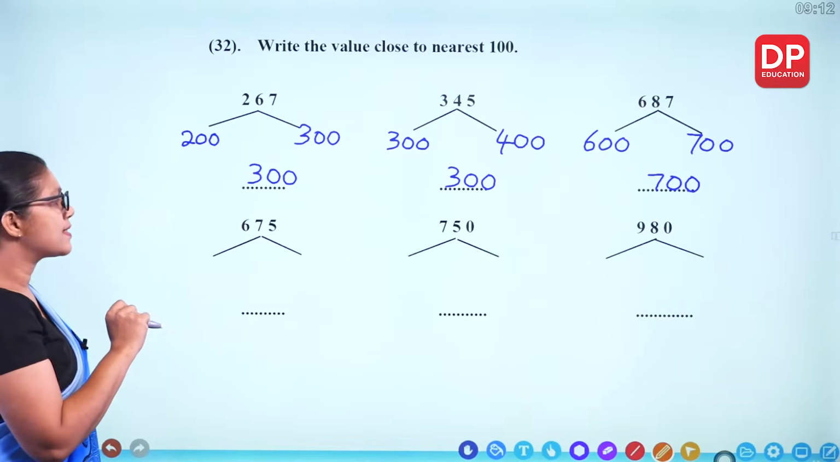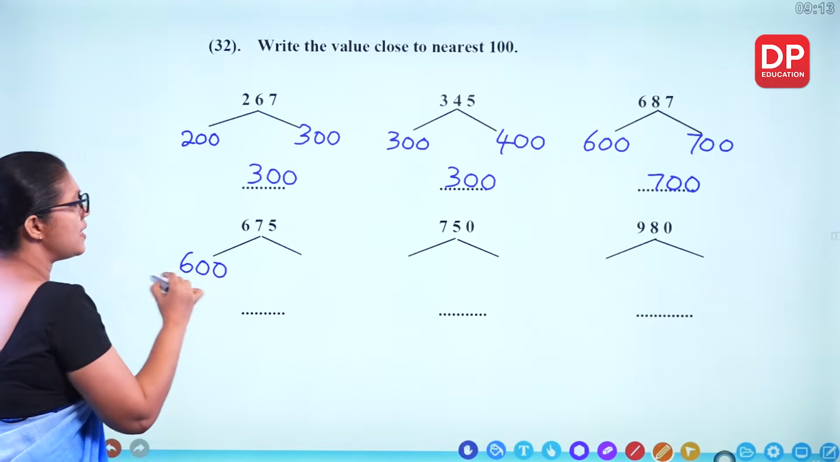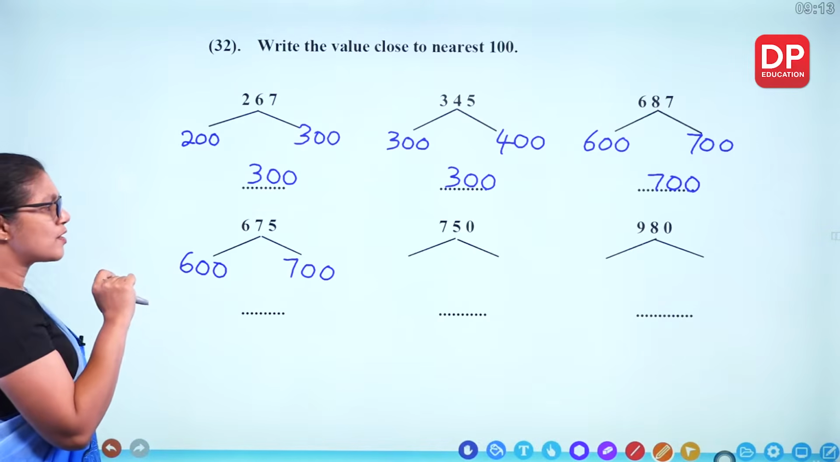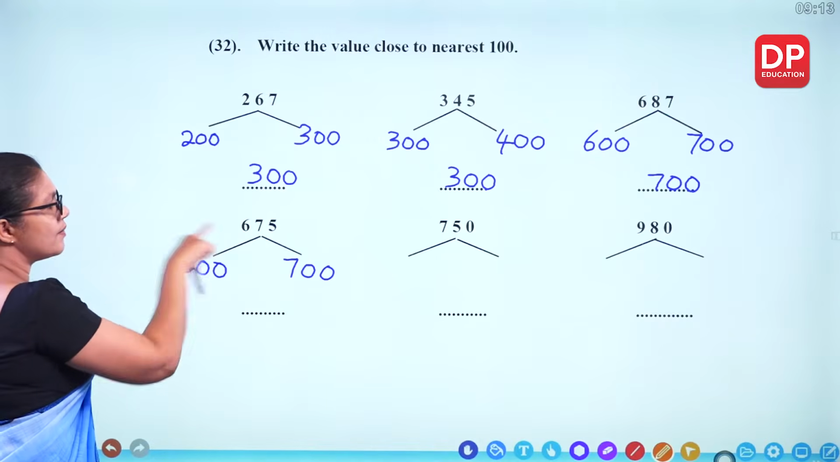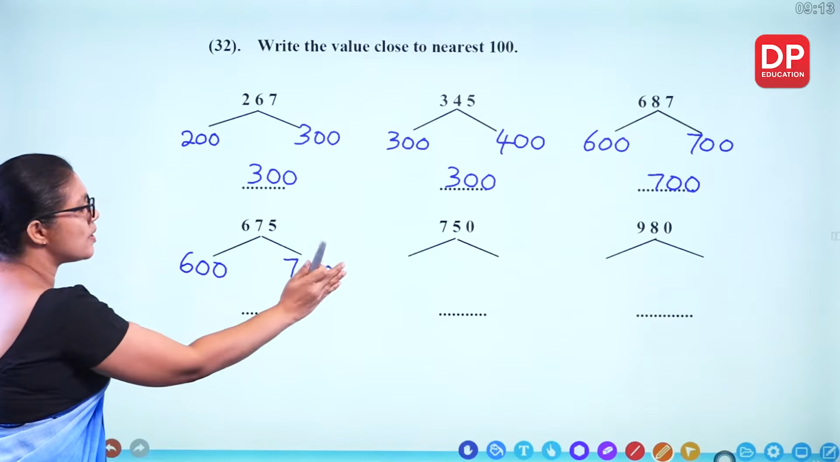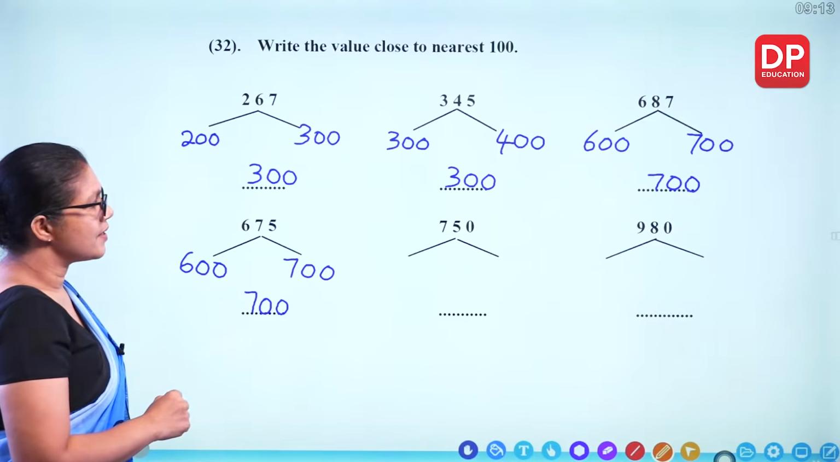Now take this one, 675. What are the two numbers? This is in between 600 and 700. Which one is closer to this one? Midway is 650, but this is towards 700. The closest value is 700.